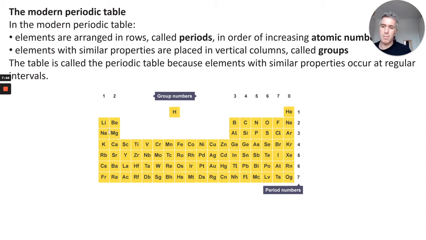He also grouped them in groups, which means like a column vertically. They are things that are similar. They behave in a similar way. Every element in group 1 behaves in a similar manner. Every element in group 2 behaves in a similar manner. Group 7 in a similar manner. So vertically, they are called groups.